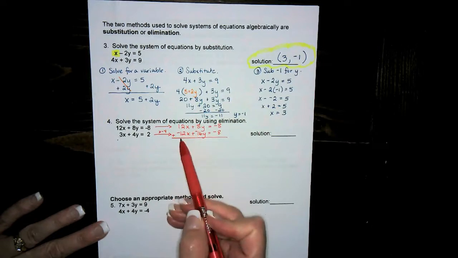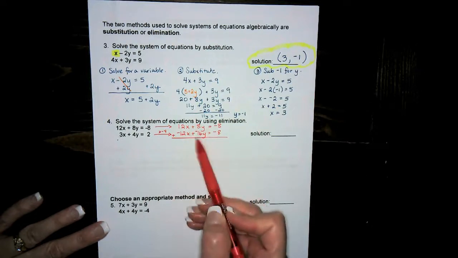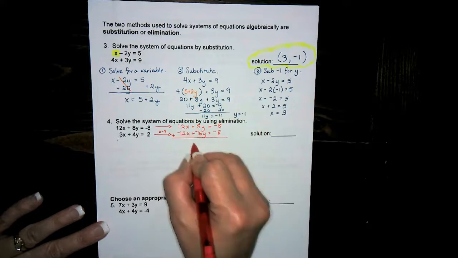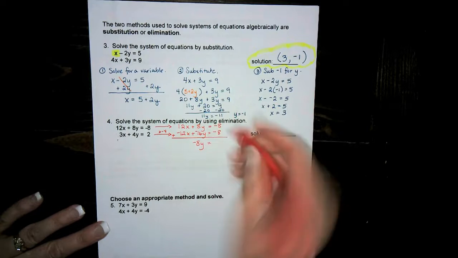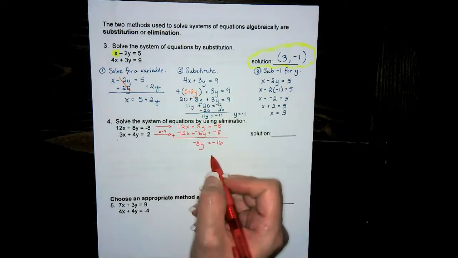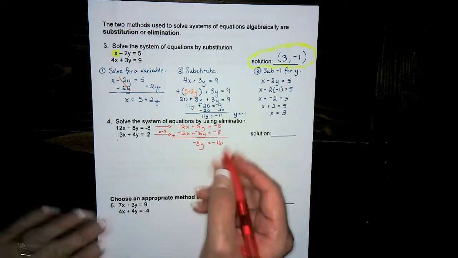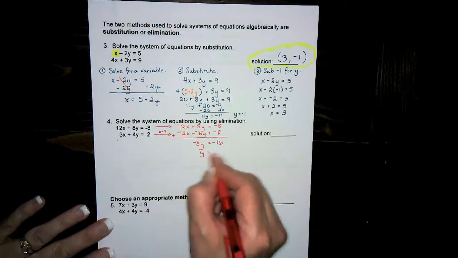So 12x plus negative 12x, that's 0. That goes away. 8y plus negative 16y gives me negative 8y. And negative 8 plus negative 8 gives me negative 16. Look at that, friends. We've eliminated the x's. And now if we divide both sides by negative 8, we get y equals 2.